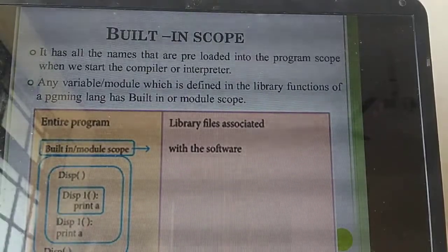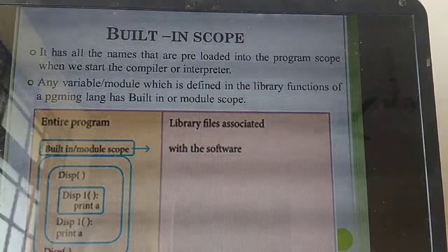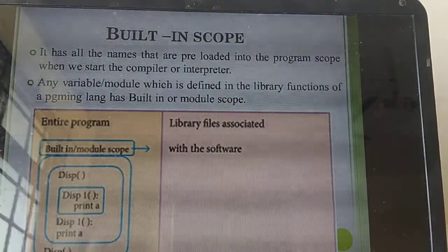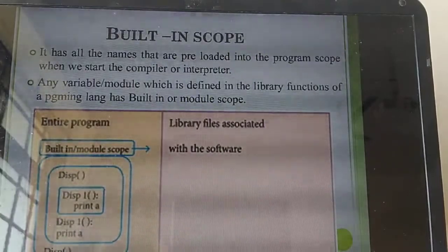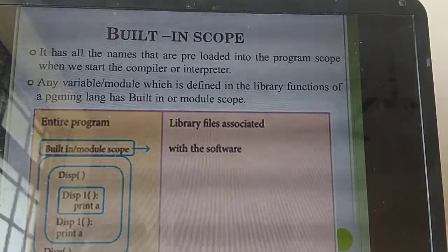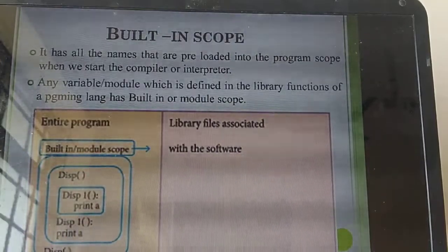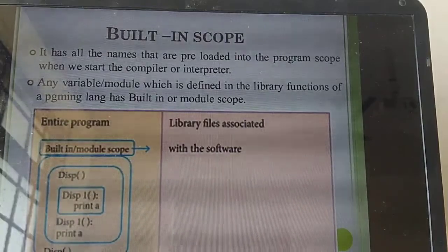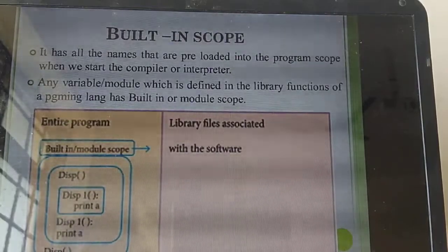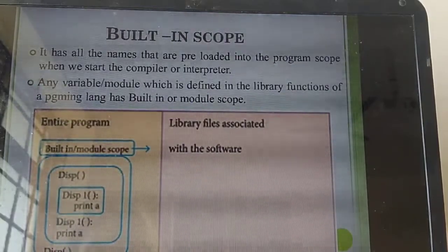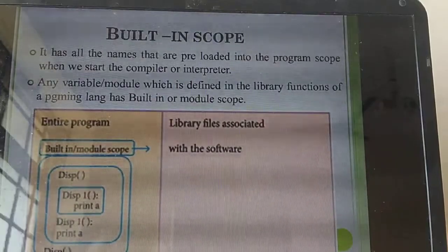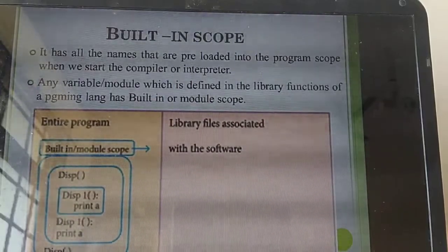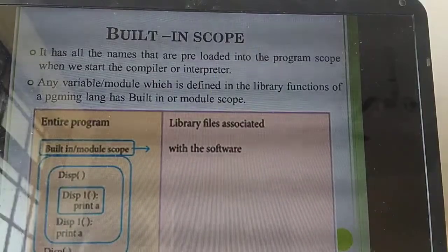When you install the C++ software itself, inside the software there are preloaded files. For example, int a equal to 5.5. Whether it is correct or not, that is what I am asking. Int a equal to 5.5. Wrong. Why? Integer means, will a floating point number 5.5 come? No. If you compile the program, you will get an error.